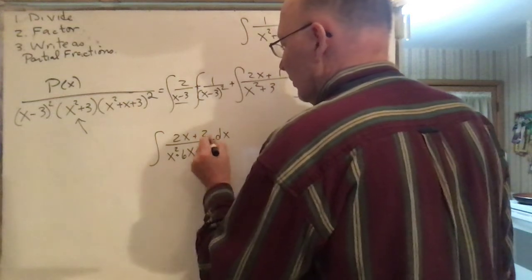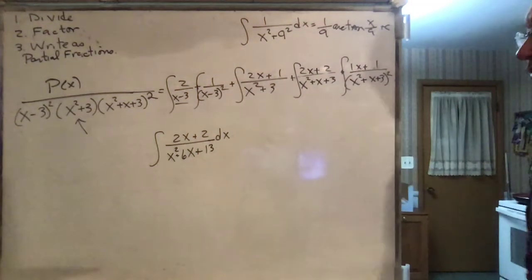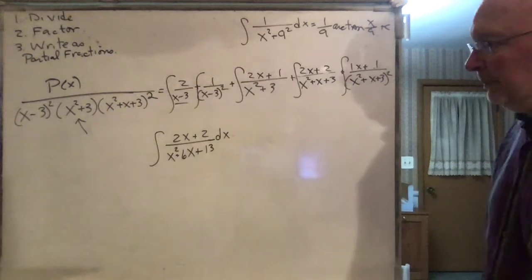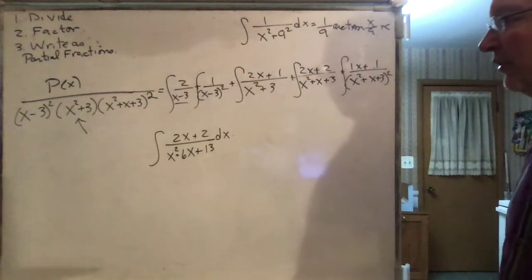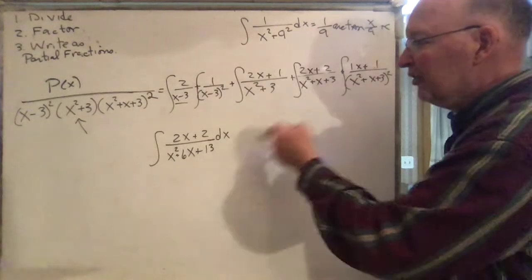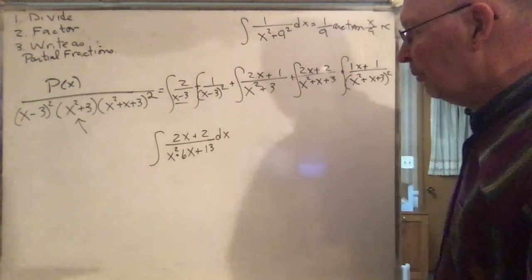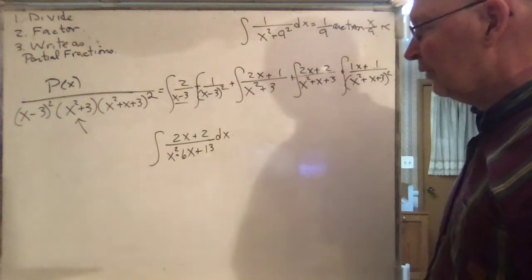Let's do that. 6x plus 13. Let's just do that. Okay? That's the advantage of being in charge of things. You can just make changes, okay? This one here works the same way, it's just that these numbers are going to work a little bit nicer. So I'll do this one.